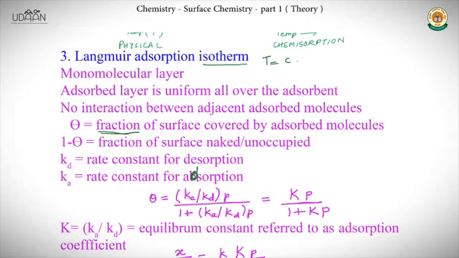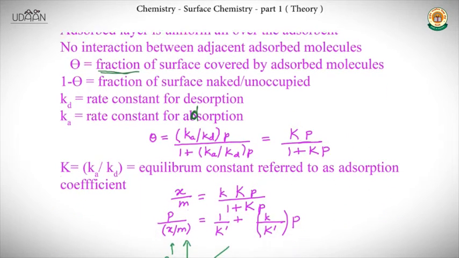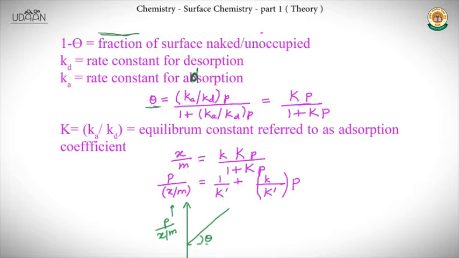Now, what Langmuir said was that theta, the fraction of the surface which is covered, will be directly proportional to the pressure, and it will be given by this equation. You can see that as the pressure increases, theta will be more, that is more adsorption. As Ka increases, there will be more adsorption. As Kd increases, there will be less adsorption, so it's inversely proportional. Exactly. So Langmuir came up with this formula.